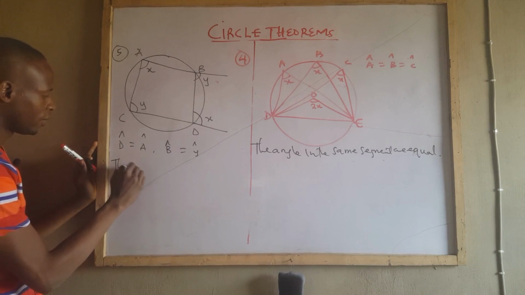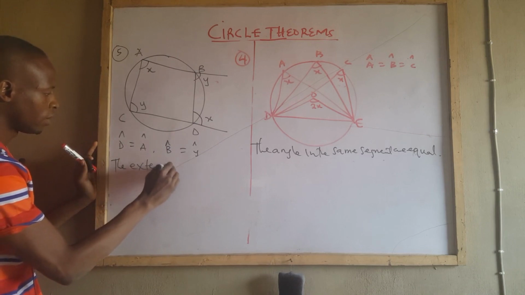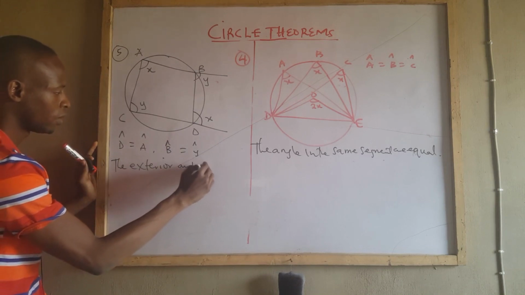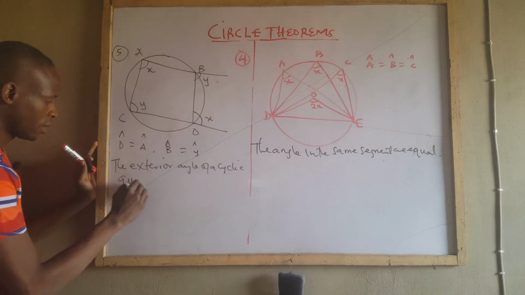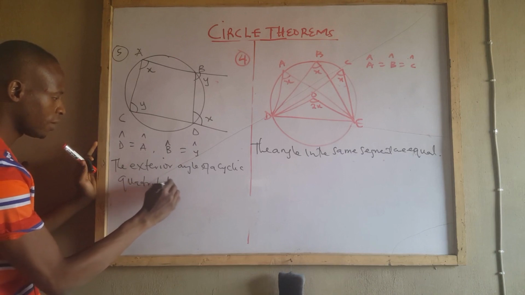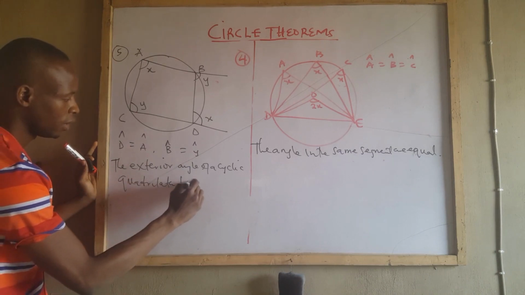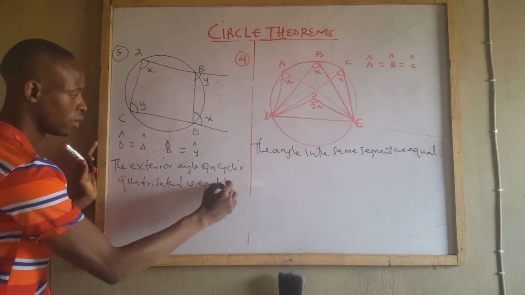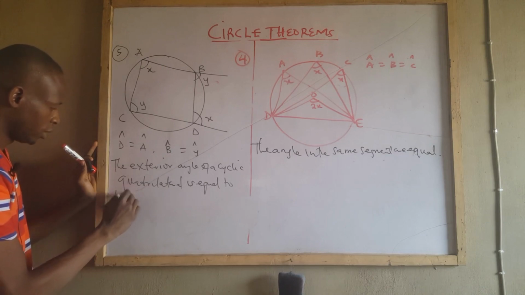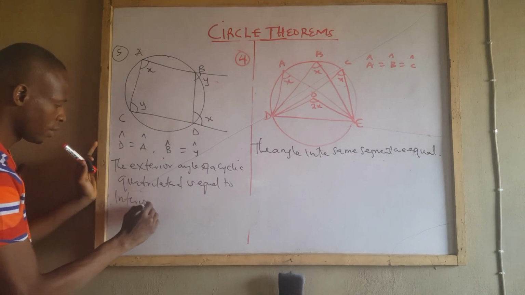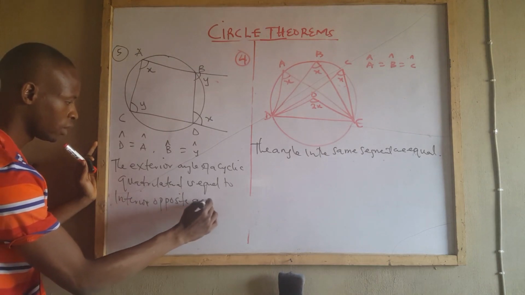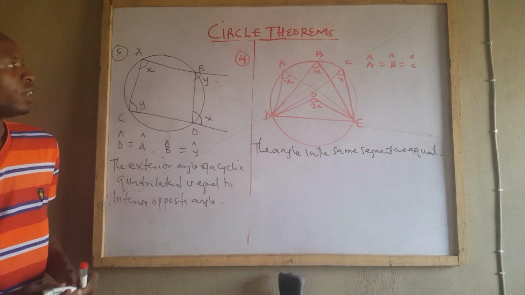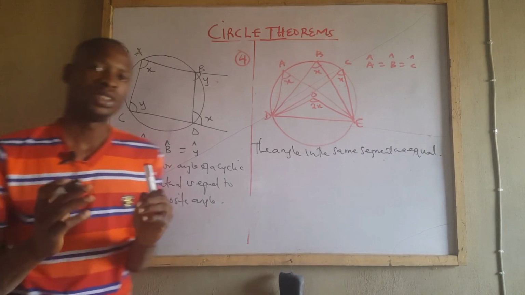So let me put that again. The exterior angle of a cyclic quadrilateral is equal to the opposite interior angle. Okay, these are the 5 theorems, but we still have more to come.